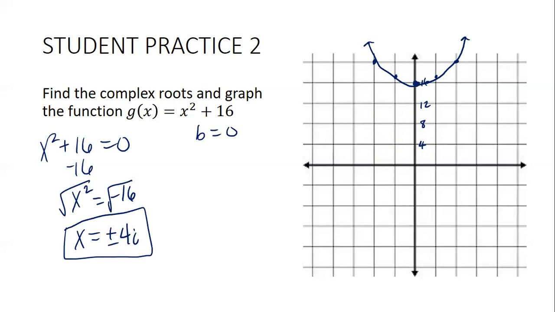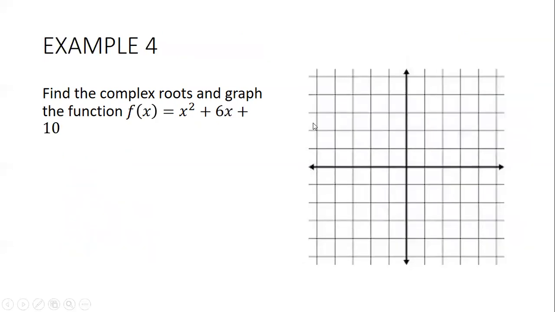You can do this? We're good? All right. Now we're going to do this one. We're going to find complex roots and graph the function. You can double check yourself by asking yourself, is there anything that multiplies to give me 10 but adds to give me 6? Tell us what it is. 4 and 6, 5 and 1.